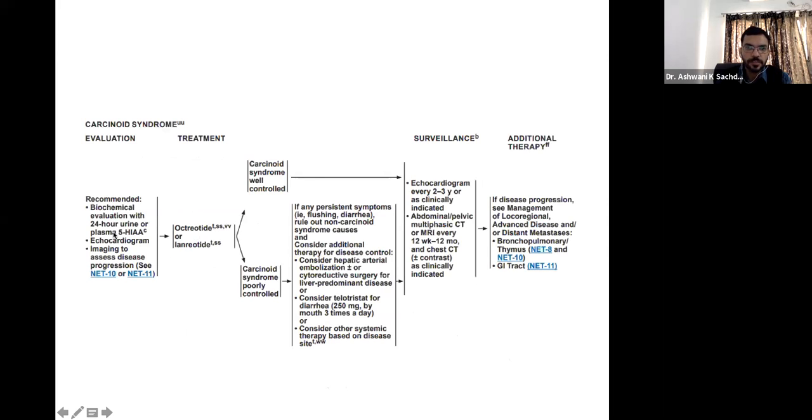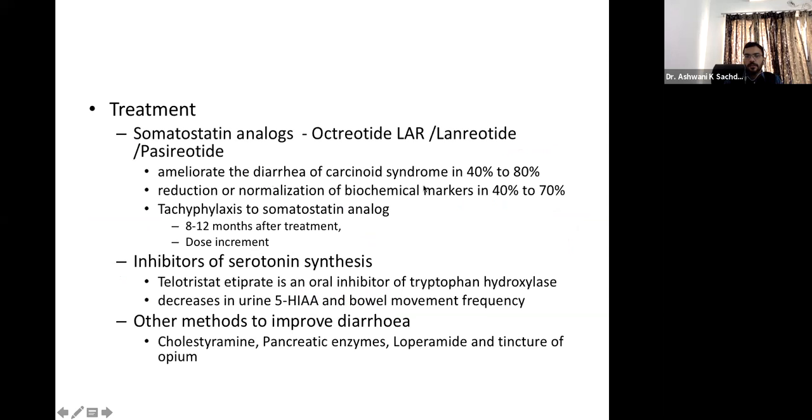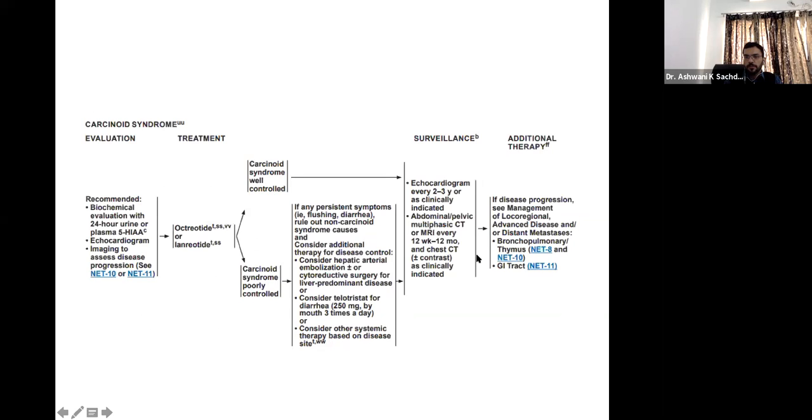So thus, if a patient has features of carcinoid syndrome, the initial treatment we have given is octreotide and lanreotide. If they are well controlled, then surveillance with echocardiogram and pelvic abdominal CT every 12 weeks to 12 months. But if they are poorly controlled, octreotide and lanreotide are not able to control the symptoms of carcinoid syndrome. As we have seen, it is only able to control diarrhea in 40 to 80% and biochemical marker in 40 to 70%.